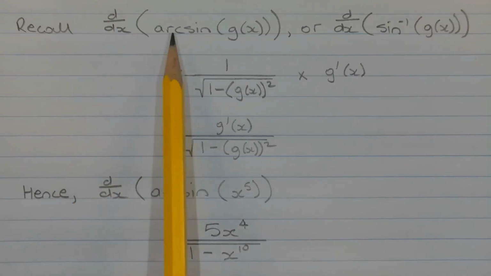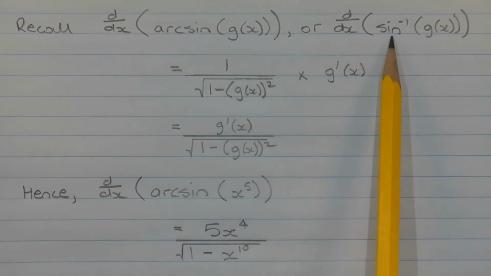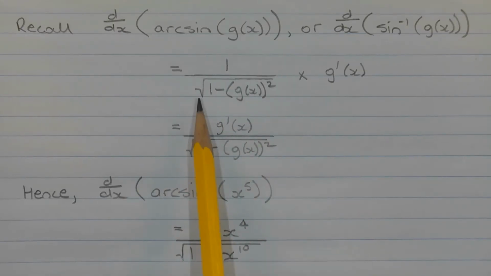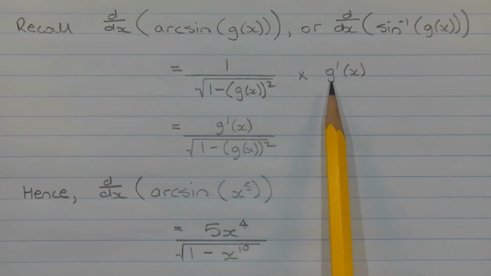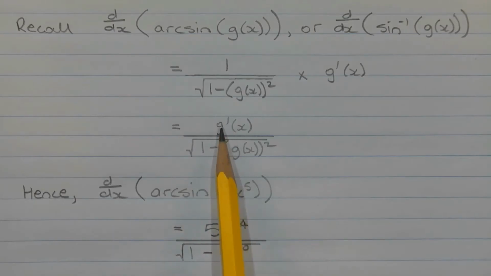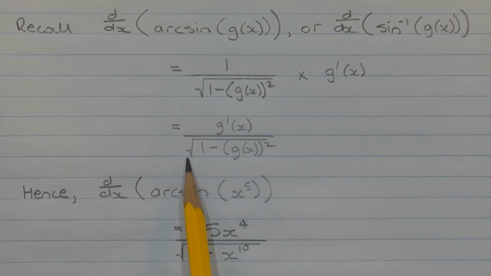Recall that the derivative of arc sine of g of x, or inverse sine of g of x, using the chain rule, because we have a function of a function or a composite function, is given by 1 over the square root of 1 minus g of x in brackets squared times the derivative of g of x, which is g dash of x. And that can be written as g dash of x over the square root of 1 minus g of x in brackets squared.